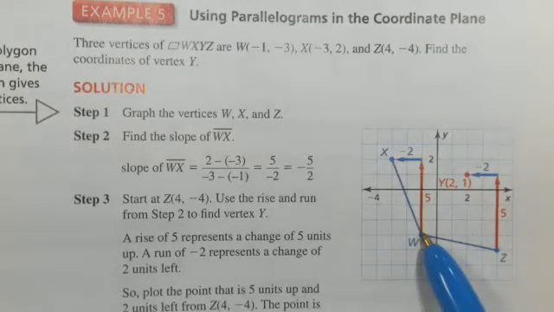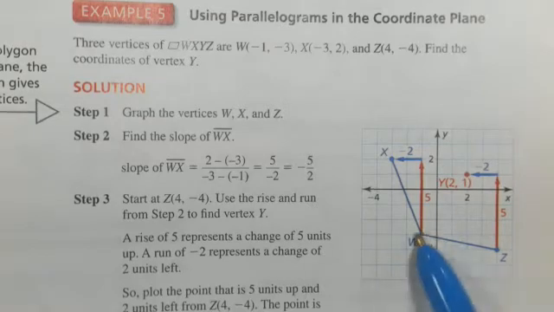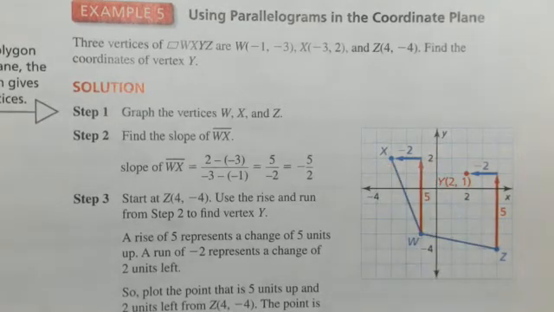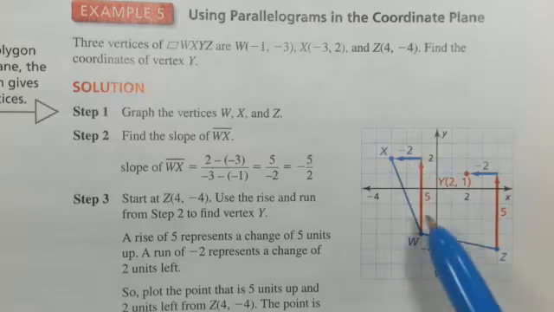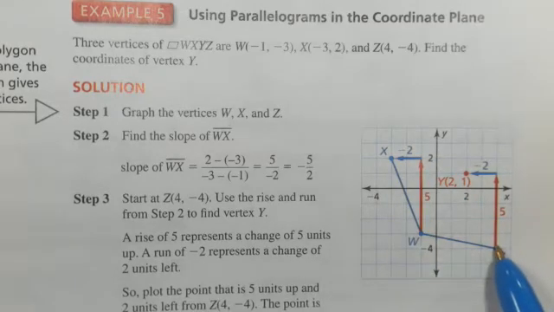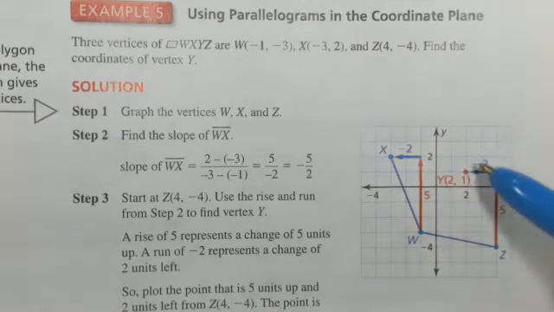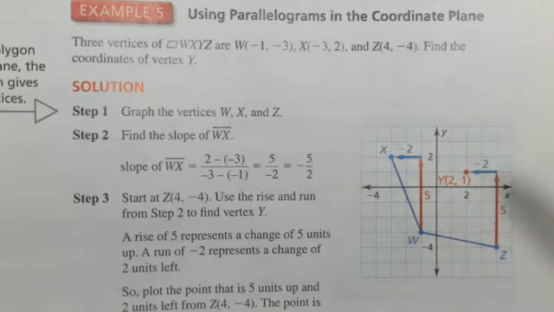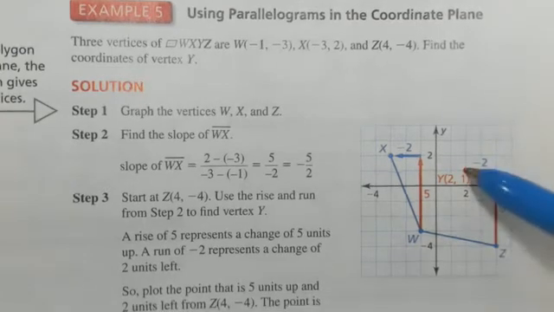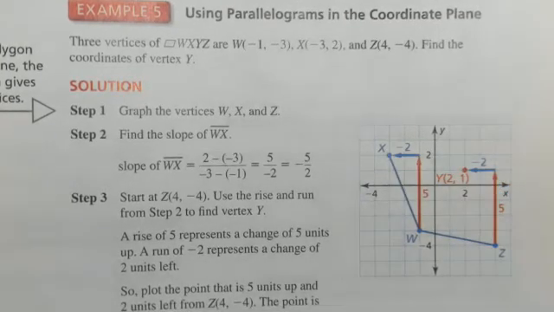So what's our slope from w to x? We went up 5 to the left 2. So our slope was -5/2. So right here, we're going to start at z, and we're going to go up 5 and to the left 2. And right here would be your y coordinate, 2, 1. So if we were to draw it, we would have our parallelogram right there.